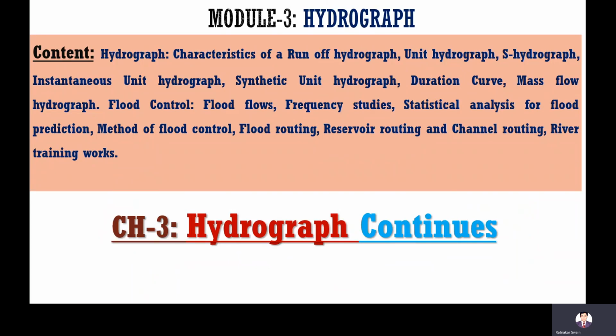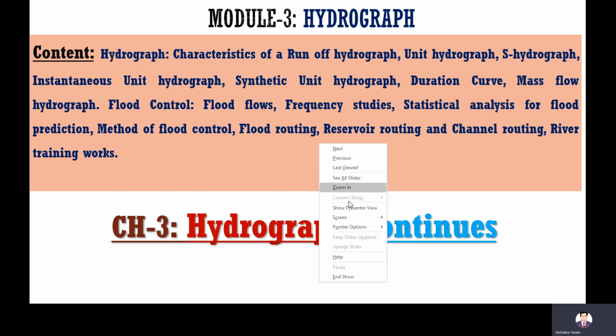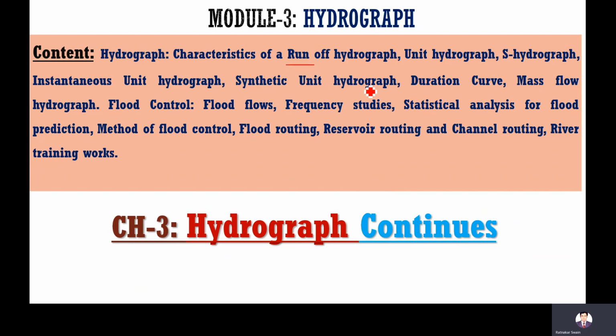Today I will continue the module on hydrograph. Till now we covered the runoff chapter and the unit hydrograph chapter, meaning the different components of a hydrograph. Base flow separation was also discussed, the unit hydrograph we discussed, and in the last class we discussed the S-hydrograph. And today we will discuss the synthetic unit hydrograph and the instantaneous unit hydrograph.